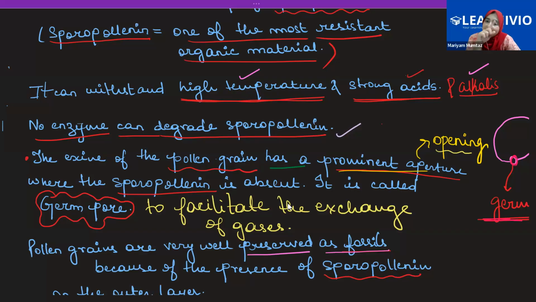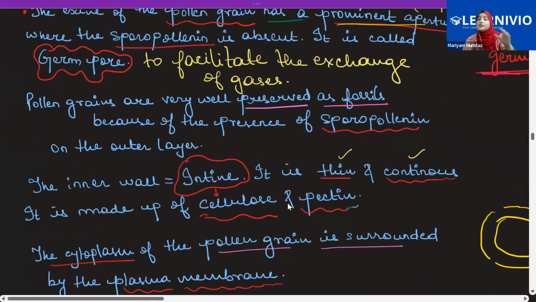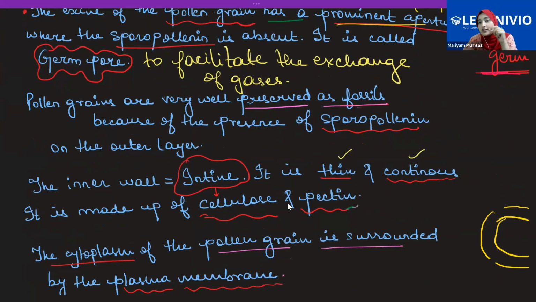Now, in the whole exine layer, there is a single place where sporopollenin is not present, and that part is called the germ pore. In that part, sporopollenin is not there. Why? So as to facilitate the exchange of gases. Understood? So that gaseous exchange can take place. Now, because of the presence of sporopollenin, which is a very hard substance, pollen grains are preserved as fossils. Okay, they can be fossilized.